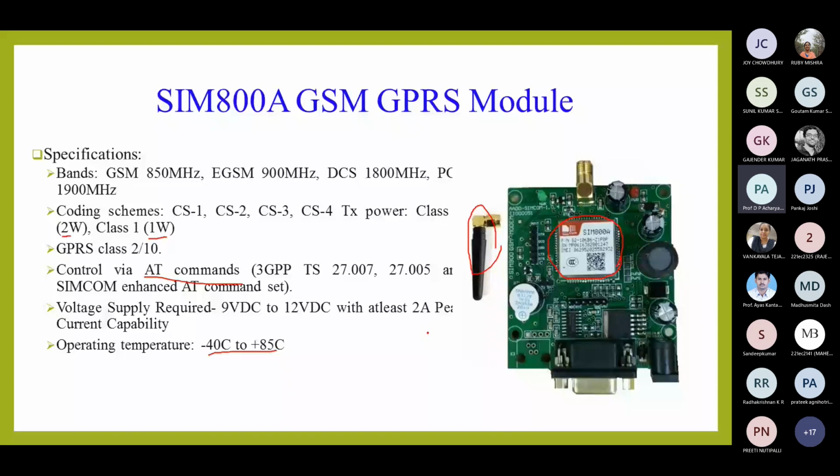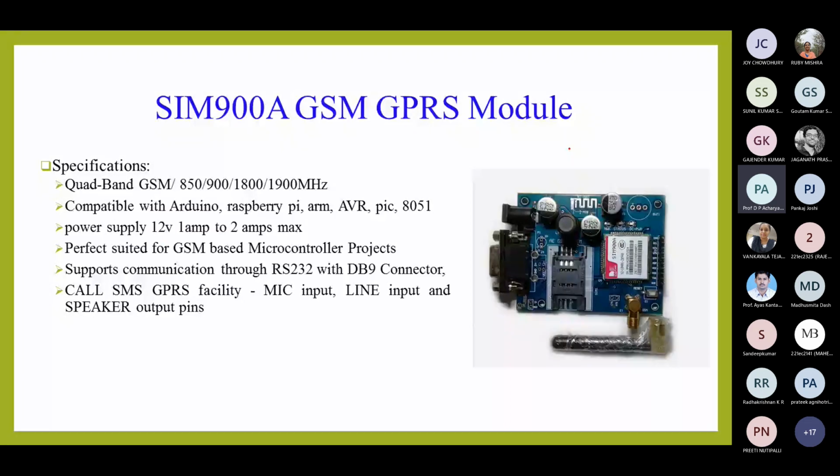SIM 900 is also there. This is the SIM 900 model. Then you have a capacity forwarding SIM. This is one antenna available, the internal antenna. Then we have an external antenna also here.